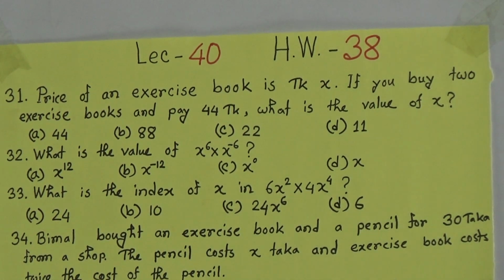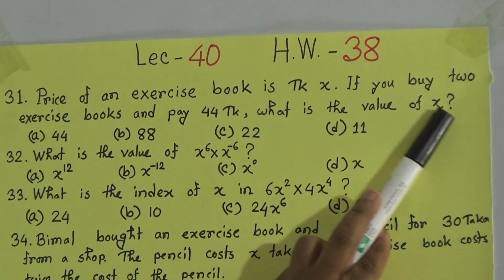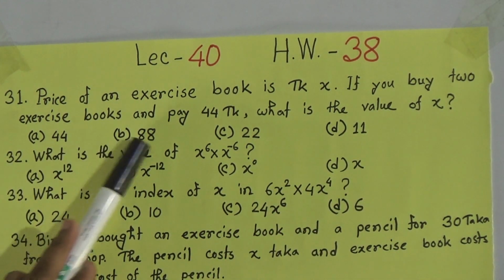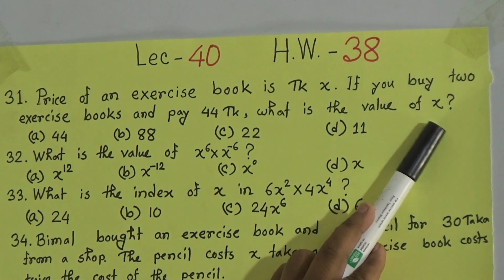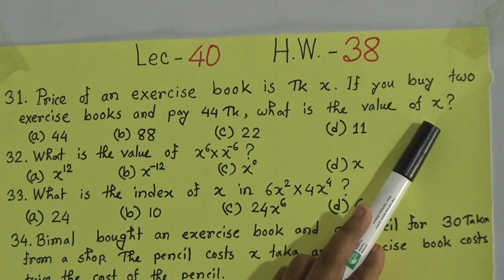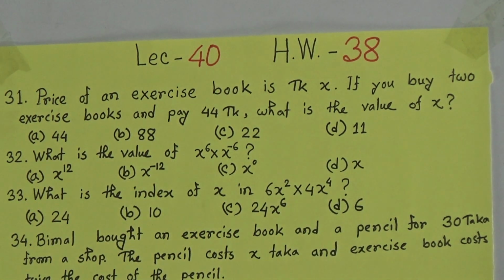Now, question number 31, dear students. The price of an exercise book is taka X. If you buy 2 exercise books and pay 44 taka, what is the value of X? We have to find out the value of X. That means we have to find out the value of the exercise book's price.